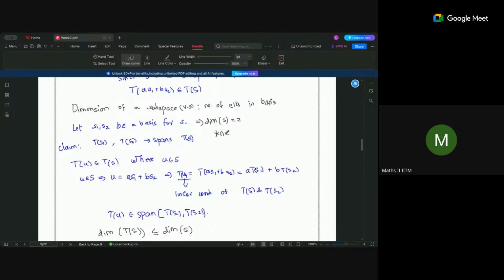Again, this property you all should know. The number of elements in a spanning set is always greater than or equal to the dimension of the space. So here you have 2 elements in this spanning set. So the dimension is less than or equal to 2.